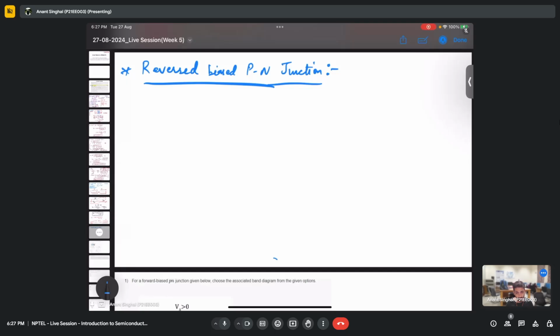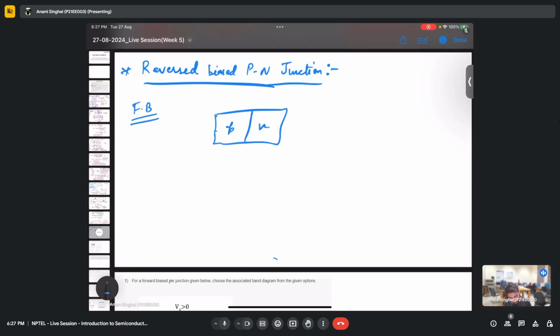Can anyone tell what is forward bias and what is reverse bias? In forward bias, an external electric field is applied in the direction opposite to the barrier. Okay, that's one case. So let's say I have a PN junction.